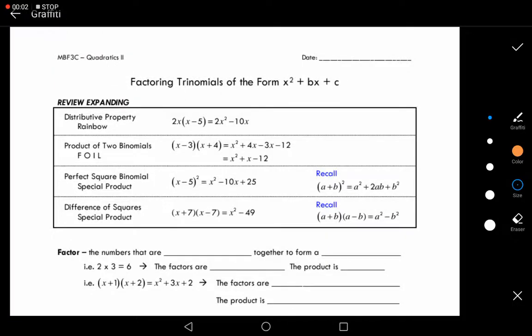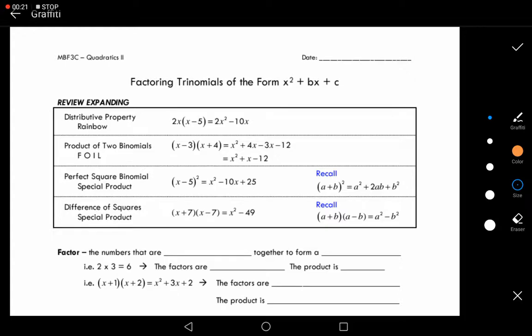This is the third note of the third unit on quadratics. So specifically, this is going to be our first note where we talk about factoring, and we're going to start off with trying to factor trinomials, which will be in the form x squared plus bx plus c.